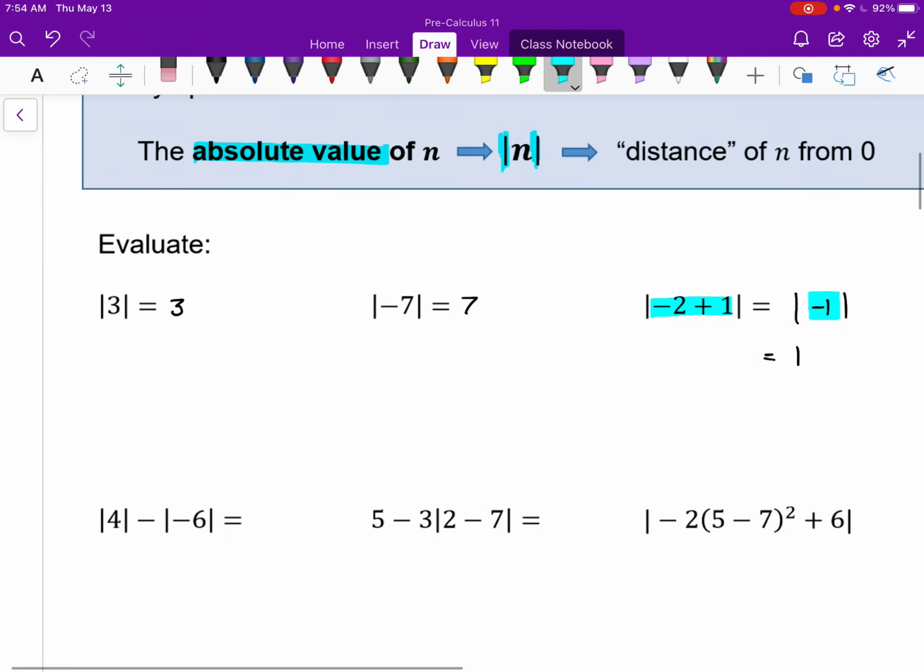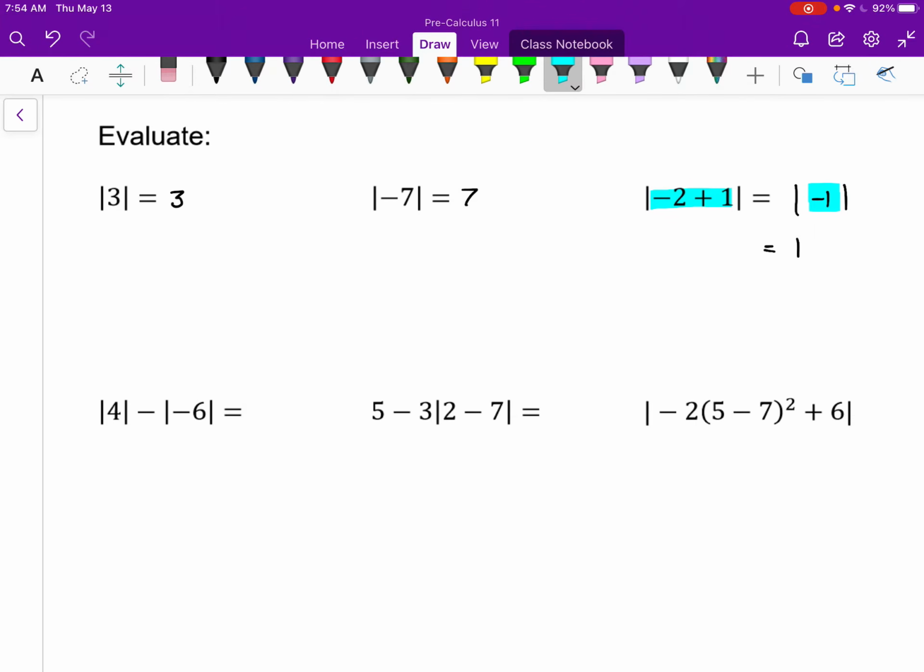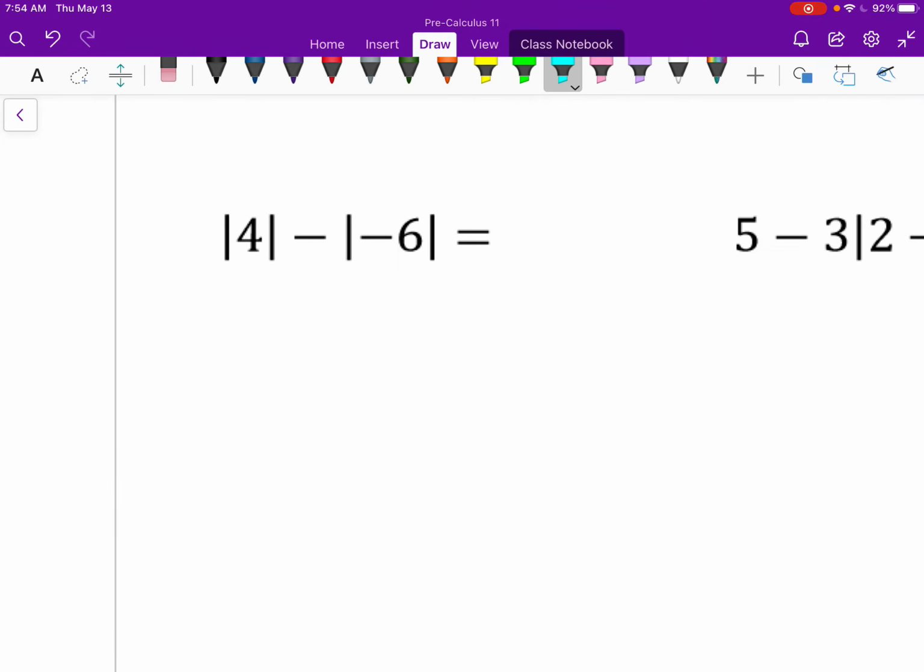All right, and so for these next three, as long as we follow our order of operations correctly, this should be rather easy. If we're going to make a mistake, it's probably not performing our order of operations properly. So here I have the absolute value of 4 minus the absolute value of -6. Well, first, the absolute value of 4 is 4, and the absolute value of -6 is 6. So now it's 4 take away 6, which is -2.